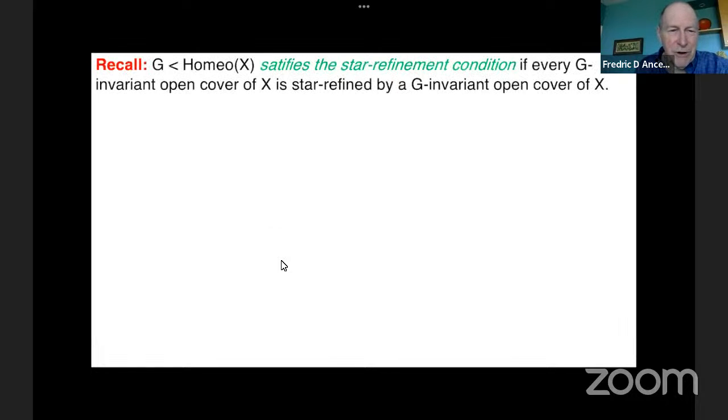So now I wanted to recall this notion of a group having the star refinement condition, which means that given a G invariant open cover, you can star refine it by a G invariant open cover. If the group has this property, then I know I can carry out this process that I've been building up, because this allows me to create G invariant developments.